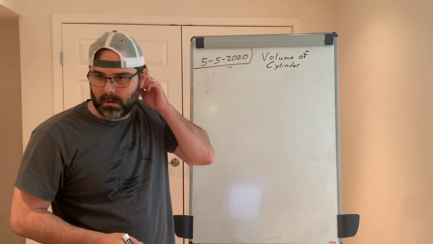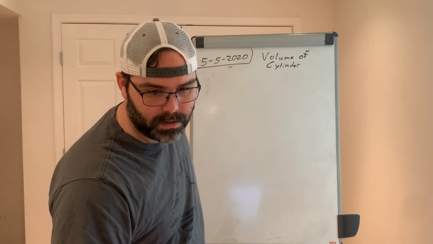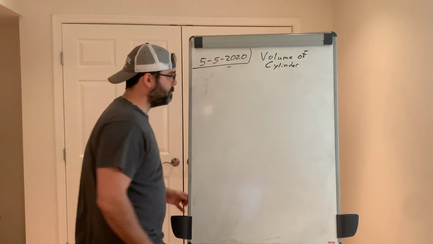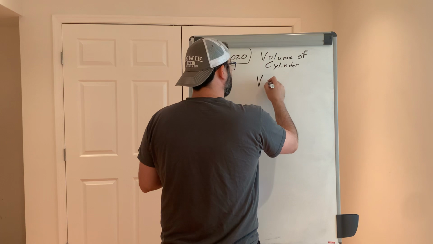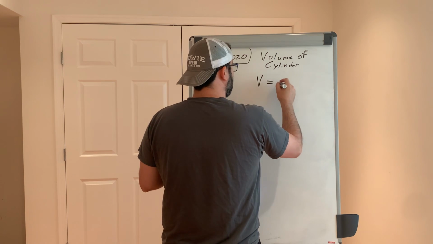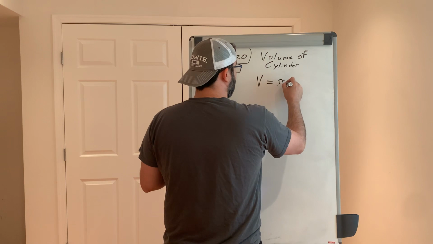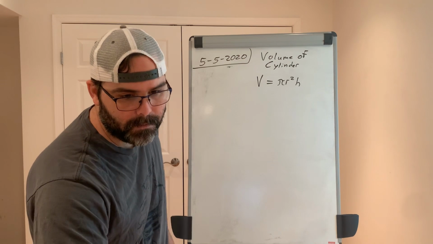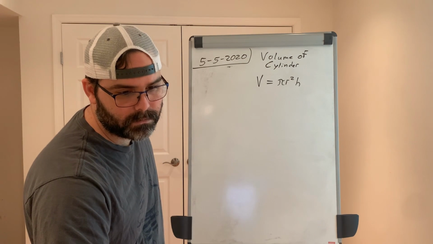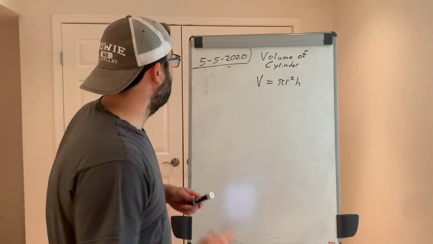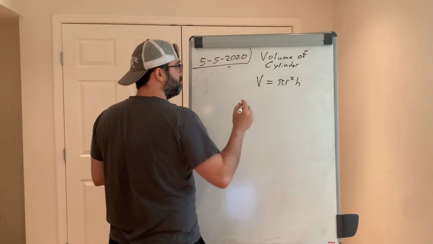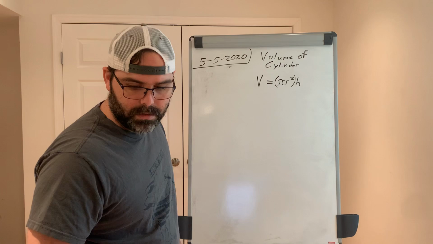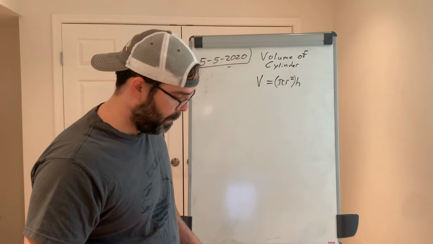Okay, I'm going to give you the formula right up front so we can reference it as we go along. The volume of a cylinder is equal to pi r squared times the height. Pi r squared is part of another formula. Let's go ahead and draw this.